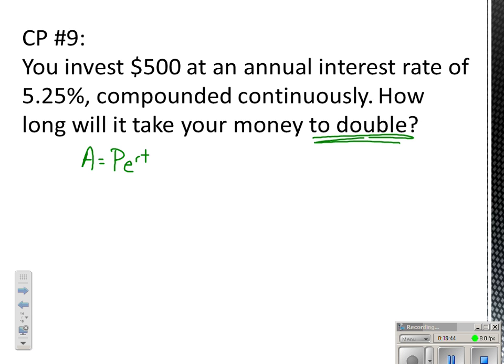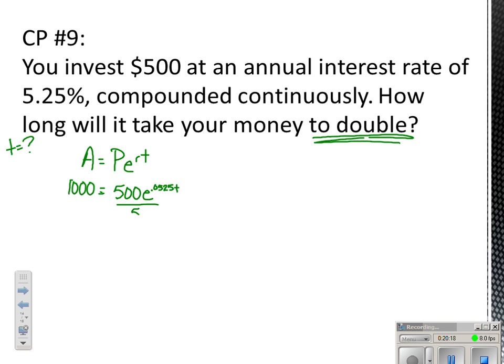So if you're looking for how long, we don't have time. So that must mean that we have values for everything else that we see. So A is the amount that you're looking for. Well, we want our money to double. So we're looking for it to reach $1,000. The principal or starting balance that we're working with is 500. The rate they give you is 0.0525, and then we have t.